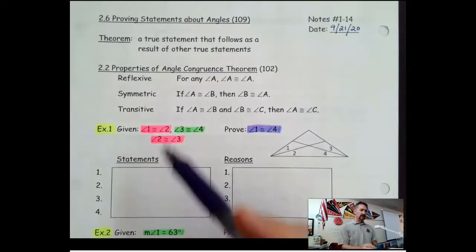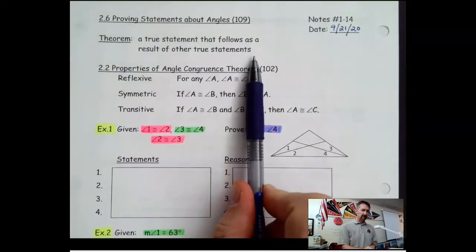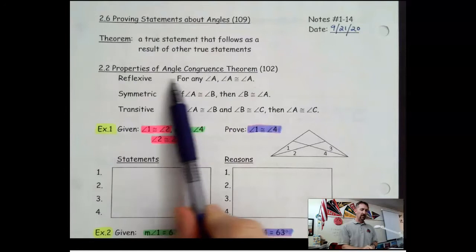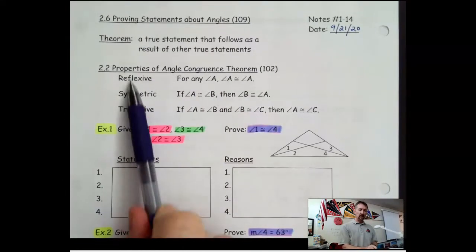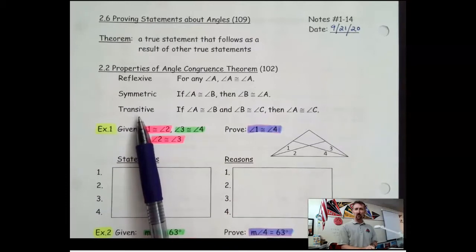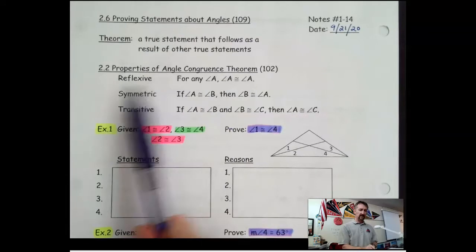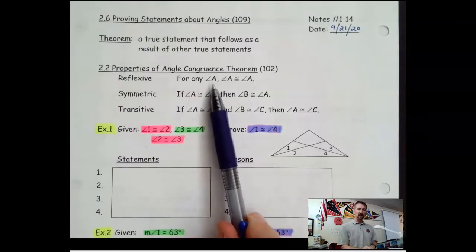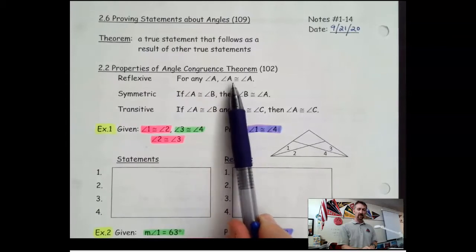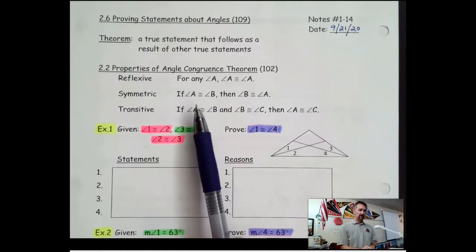So a theorem is a true statement that follows from a result of other true statements. Okay, properties of angle congruence. We've already talked about other properties, these properties with respect to line segments and equality. So this should not be a big deal. It's connected to stuff we've already learned. The reflexive property: for any angle, the angle is congruent to itself. That seems silly, but we're actually going to see that in action at some point.